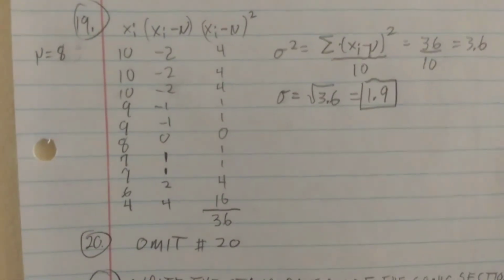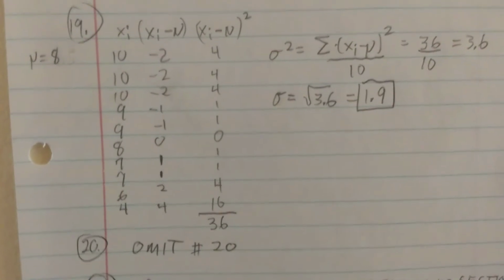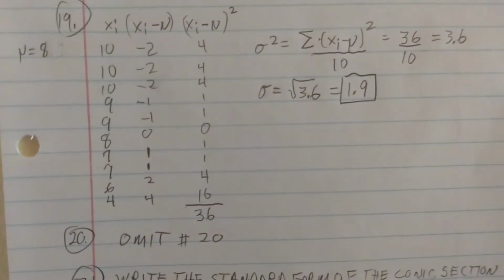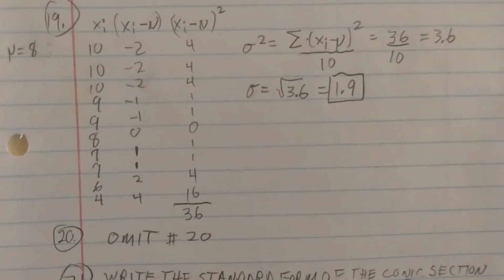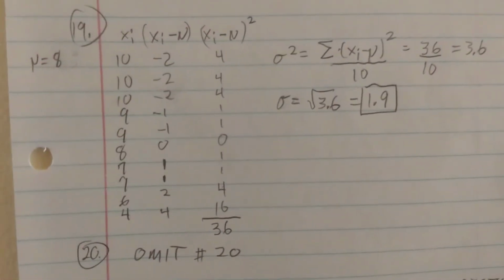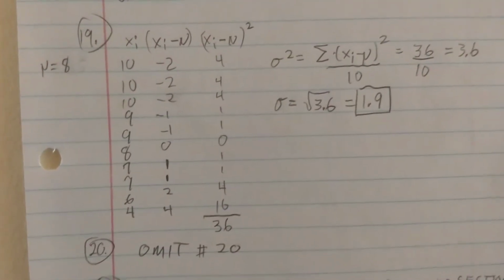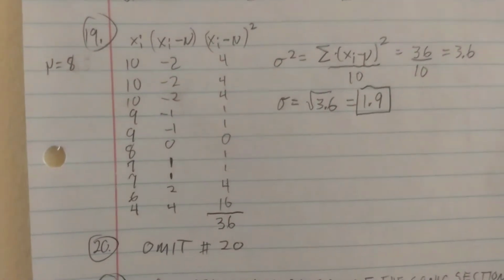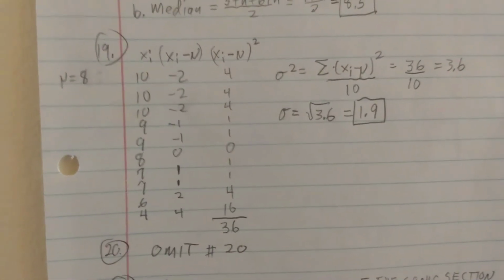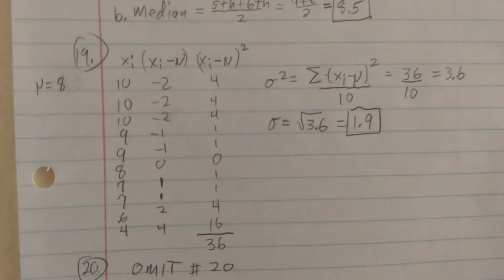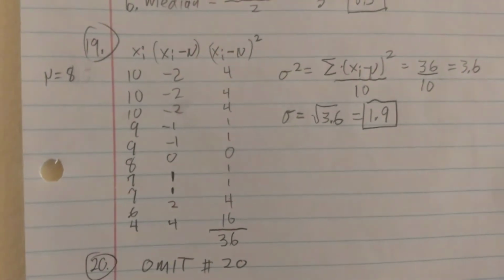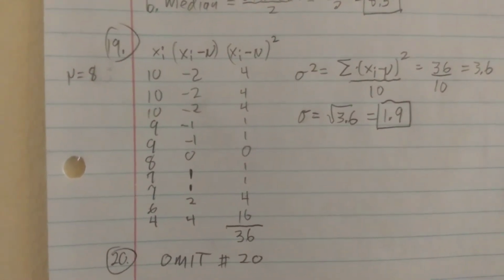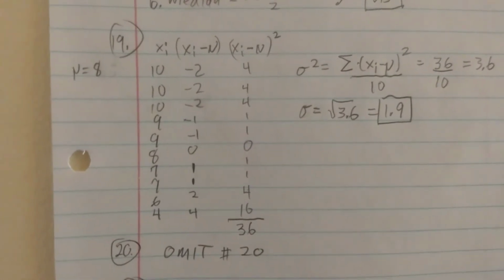Now here, remember, we're going to get a standard deviation by taking the difference between each number in the list, subtracting it from the mean, which we just got above, which is 8, and then squaring that difference and adding up all the squares. So for the 10s, 8 minus 10 is negative 2, so that works for the first three. Then 9 minus 8 is 1, and then 8 minus 8 is 0. 7 minus 8 is negative 1, and 6 minus 8 is negative 2, and 4 minus 8 is negative 4.